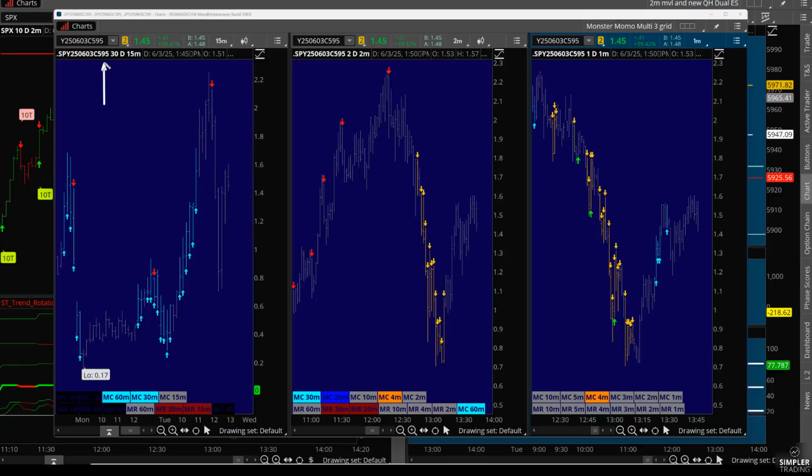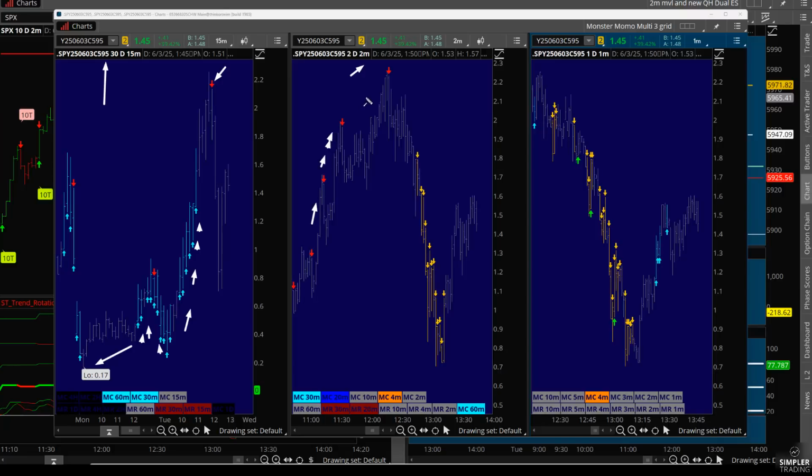Higher volume ones, obviously. This is the SPY 595 call that expires today, June 3rd. You can see this morning it traded as low as 17 cents. Later, some momentum came in and drove it. That's on the 15-minute chart, from about 30, 40 cents, and it peaked at about $2.20, and then we got a reversal there. If you go over to, say, the 2-minute chart, you're going to get more of the reversals. I don't pay so much attention to the 2-minute chart.